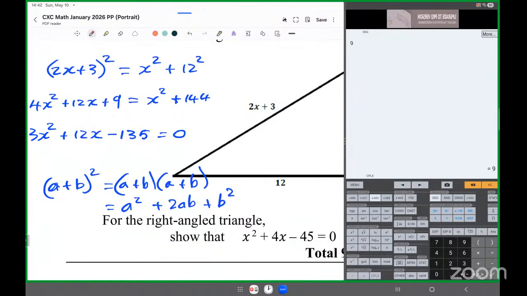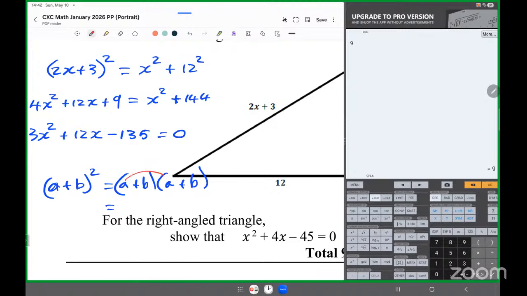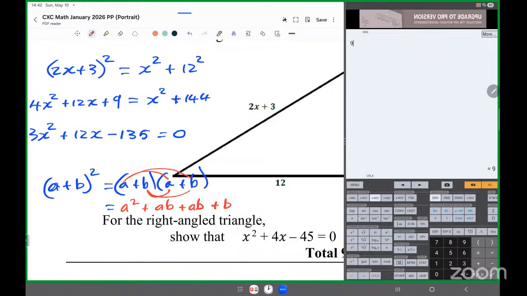So if you expand this step by step, you're going to get a times a, which is a squared. You get a times b, which is ab. You get b times a, which is ba. That's another ab, so it's two of them, two ab's. Then you get b times b, which is b squared. So it becomes a squared plus 2ab plus b squared.